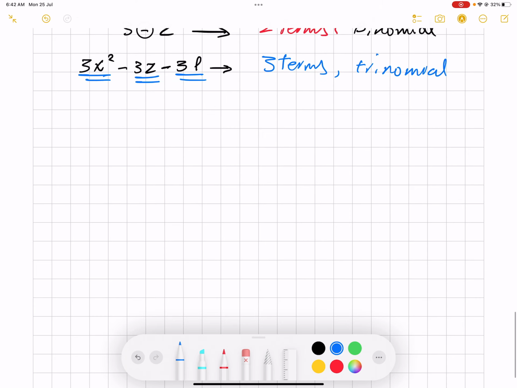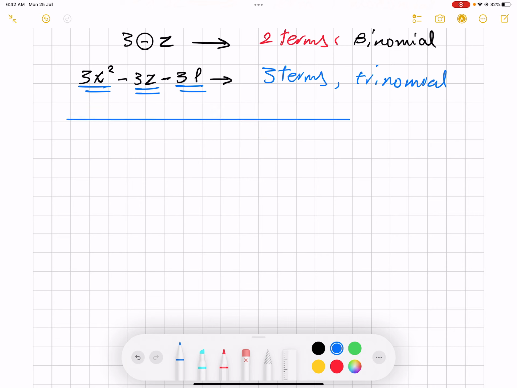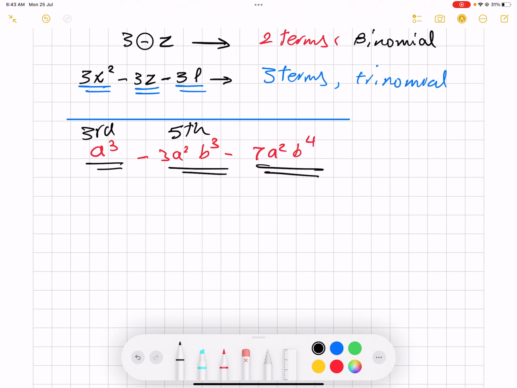Suppose, Mr., for example, I am asked for the degree and there are very big expressions. For example, I have a power 3 minus 3 a power 2 b power 3 minus 7 a power 2 b power 4. To determine the degree, you determine it according to the highest power of every term, meaning the highest power among all the terms. How, Mr.? We know the first term is of third degree, the second is of fifth degree, and the last is of sixth degree. So if you want to know how many terms we have here, 3 terms. Its name is trinomial. And the degree of the algebraic expression is determined according to the highest power, which will be 6th degree.